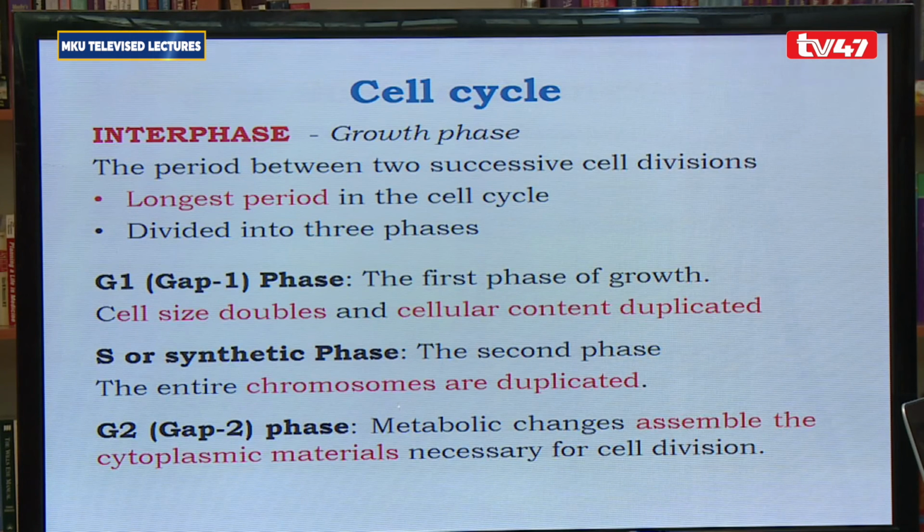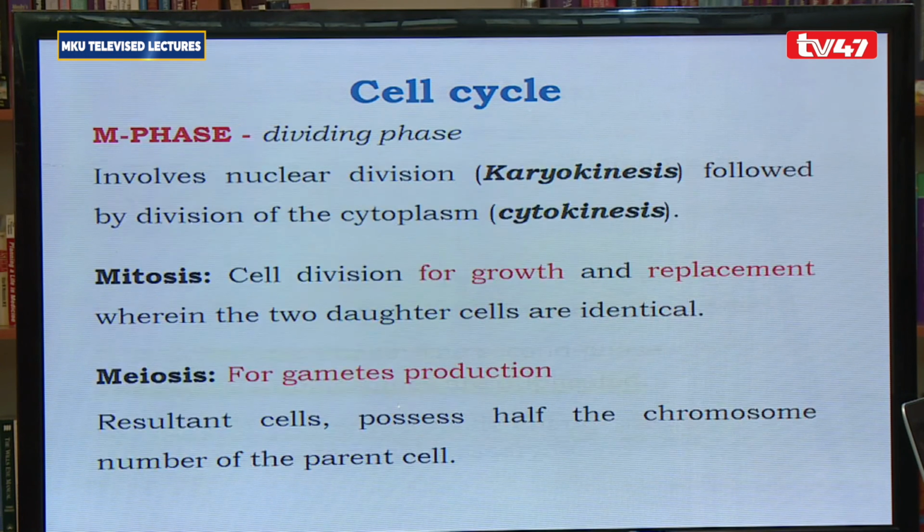And then lastly, in the interphase, remember this is when the cell is just growing, it is not dividing, we have the gap 2 phase. This is now where the cell begins to assemble what we call cytoplasmic material, which is necessary for cell division. As you're going to see, some of the cytoplasmic material are things like the mitotic spindle, which will help in the division of the cell, and other substances which help in the process of the cell division.